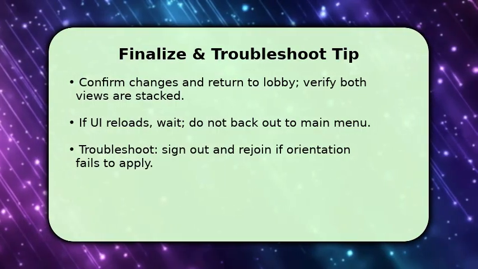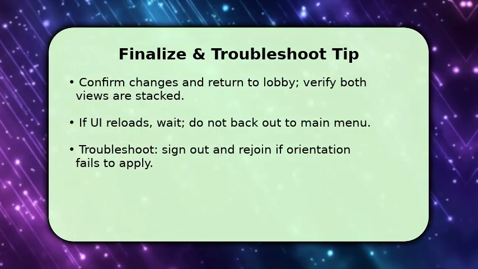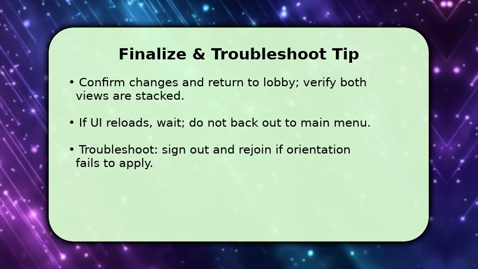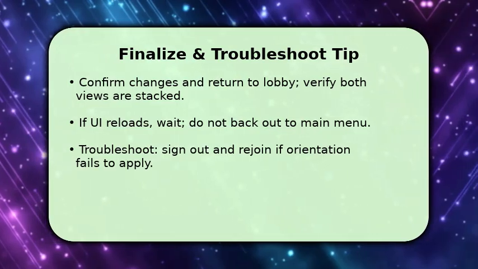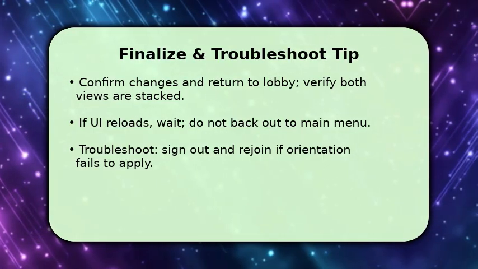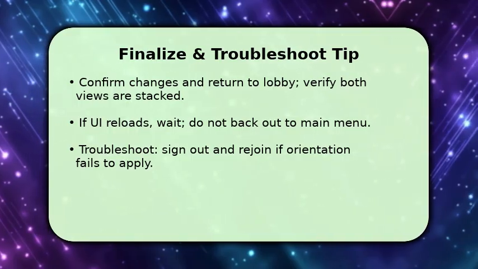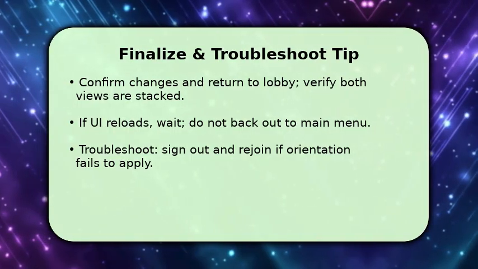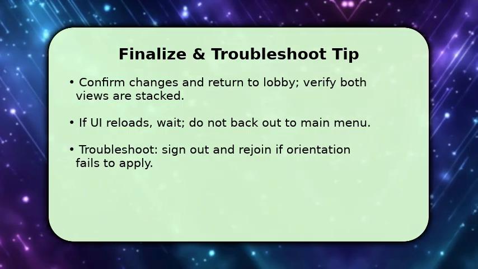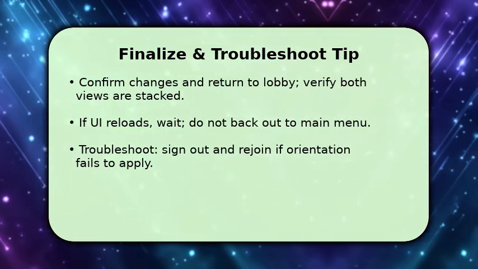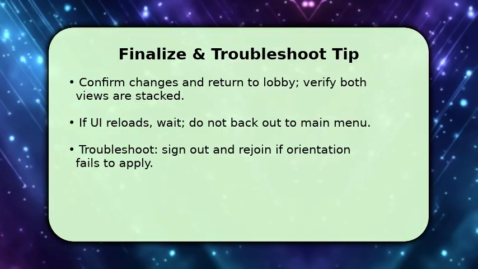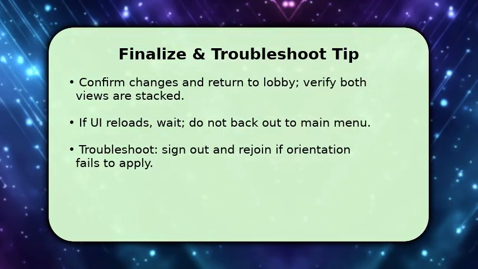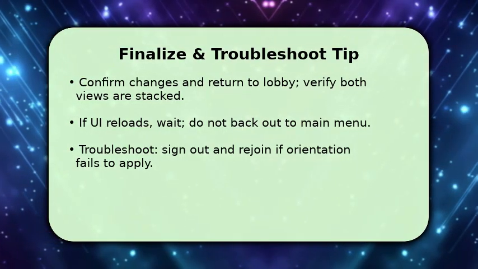Once confirmed, start a local or online match to validate the layout in-game. If the UI reloads after applying settings, be patient and wait for the client to stabilize rather than exiting. If the vertical option fails to apply, sign out the second account, rejoin the lobby, reapply vertical, and then start. This forces a refresh and resolves most split-screen orientation glitches.